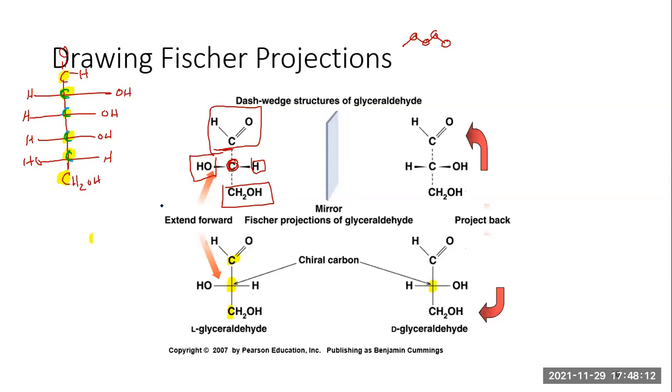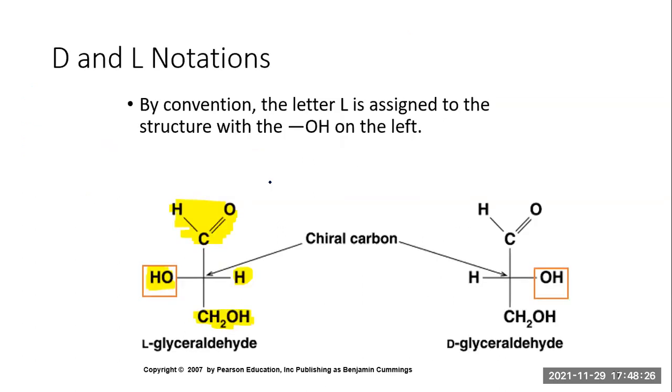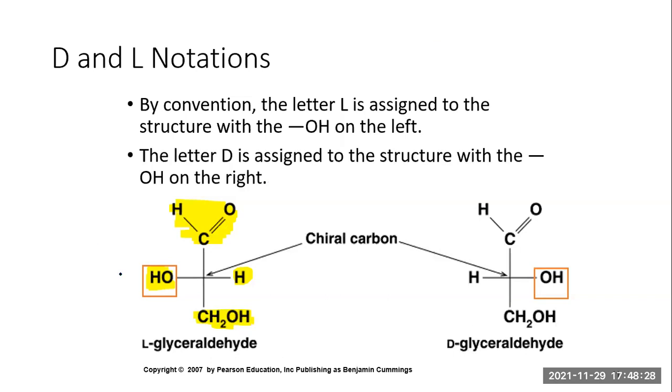So using this notation, which is very common for carbohydrates, we also have a couple other notations or ways that we describe carbohydrates. One way is by D or L. D and L basically mean right or left. So D means right, and L, which is the easy one, means left.